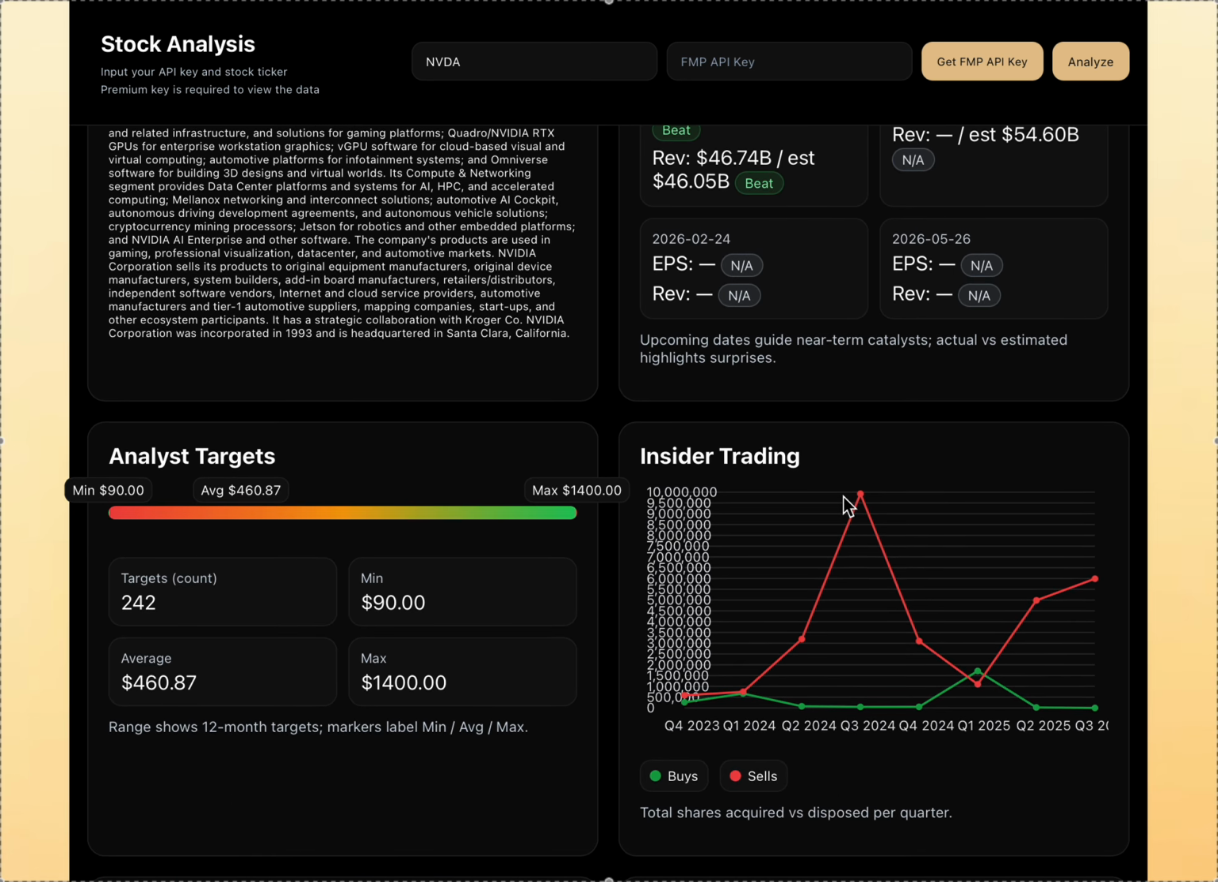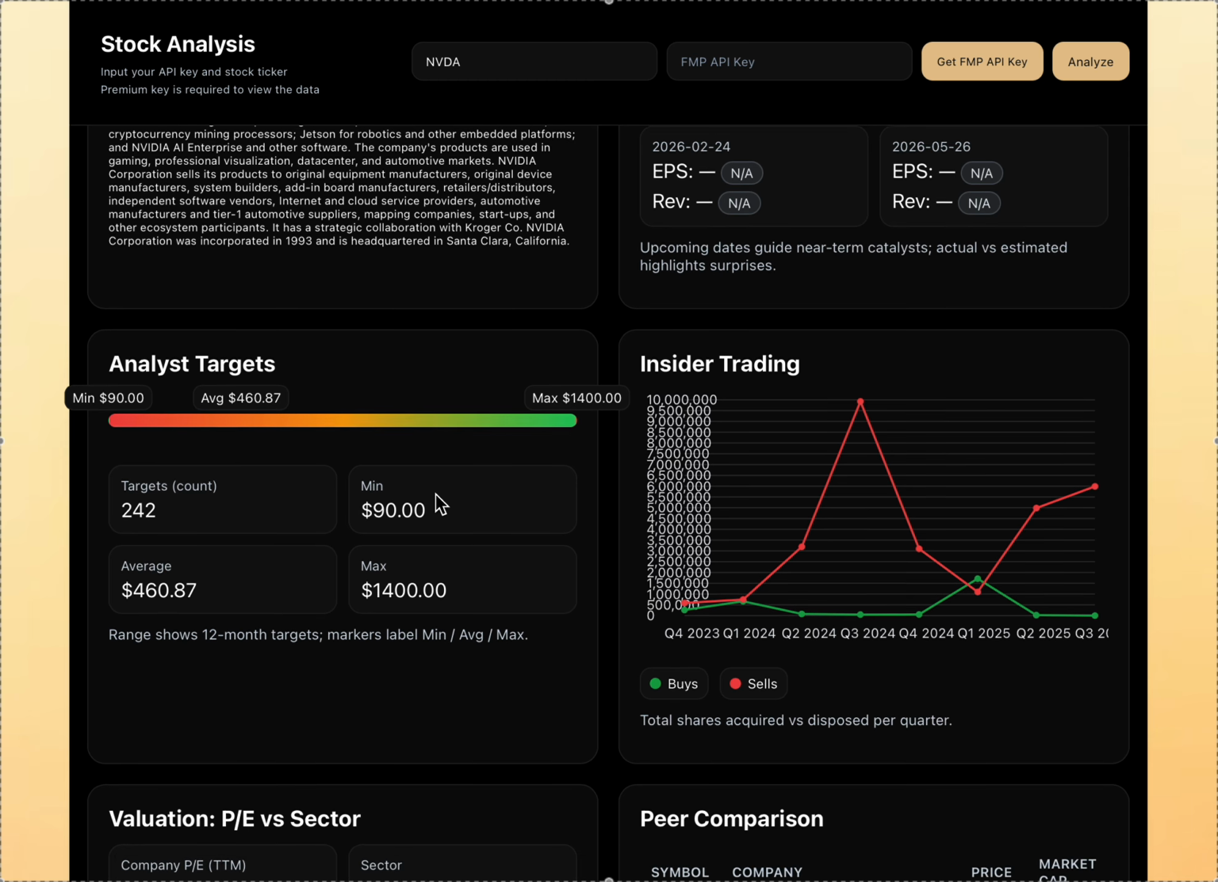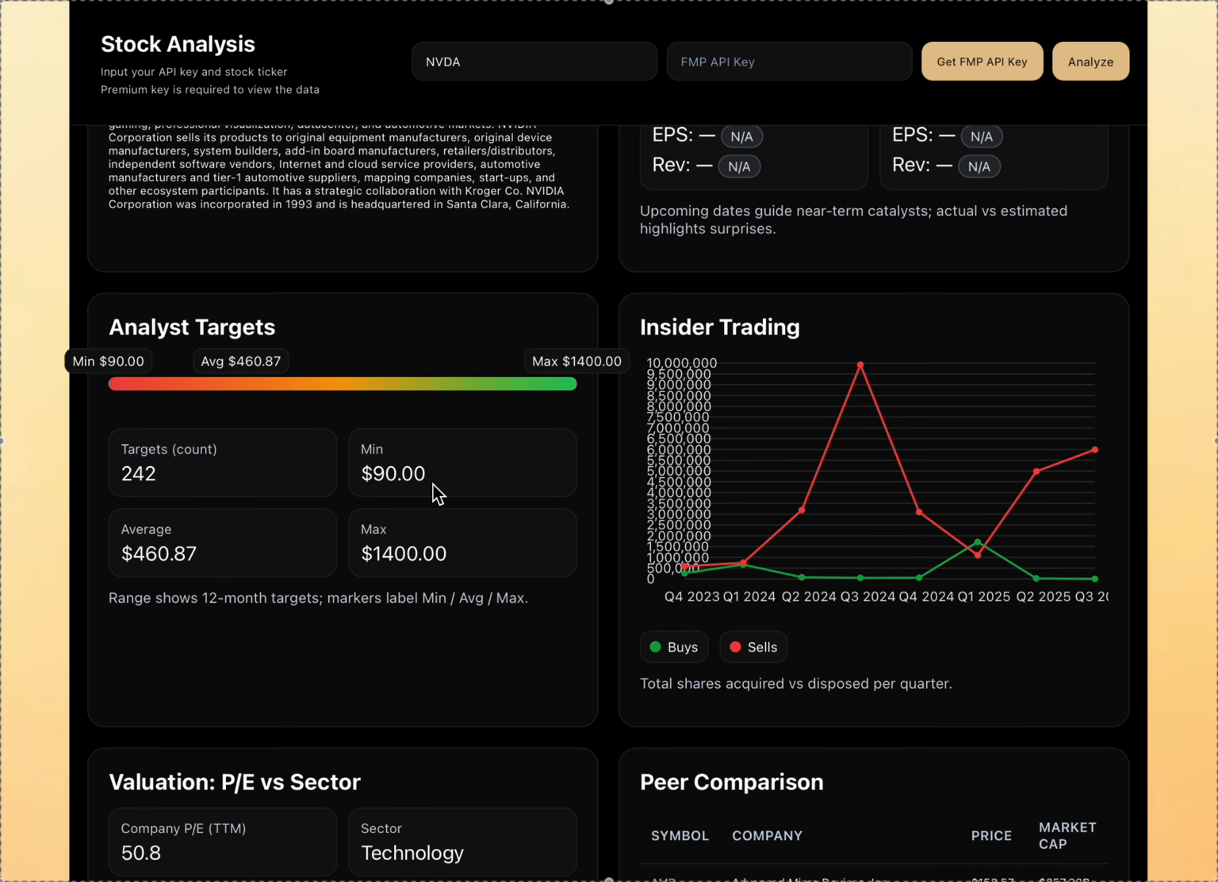Then you can see the analyst price targets. As you can see, there are different investment analysts, the brokerage companies that are calculating the stock target price. It is ranging from 19, the minimum, to 1,400, with the average price target among different investment analysts being 460.87. Now, what it can tell you is, the higher the spread, the higher the future volatility.